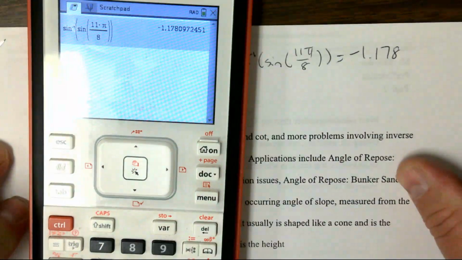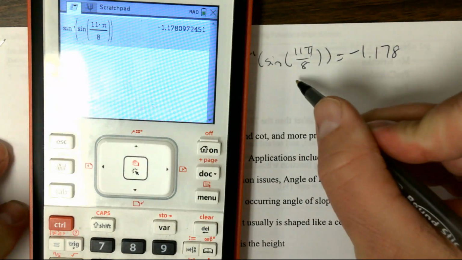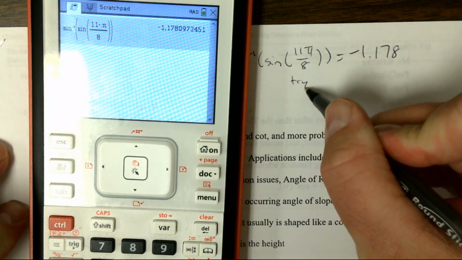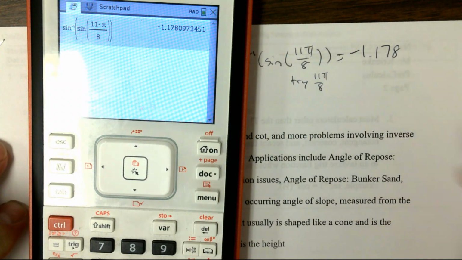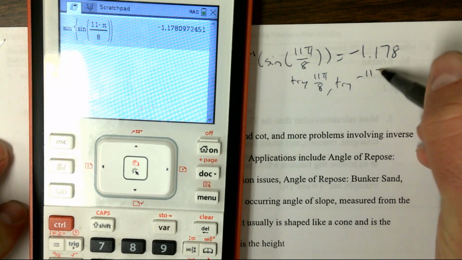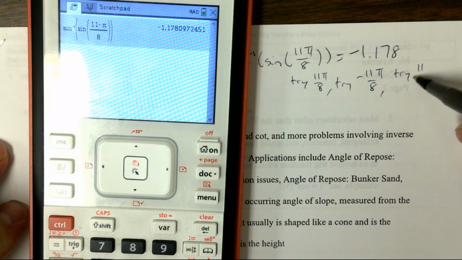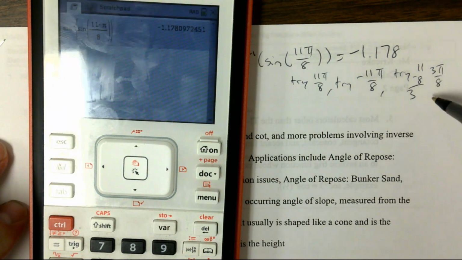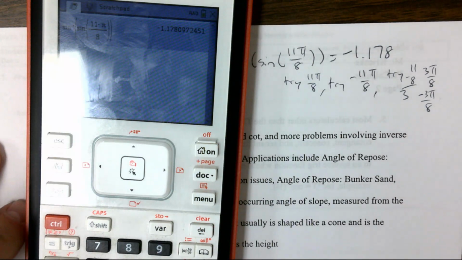Now, what I mentioned was, your first step, try 11 pi over 8, but that was not going to work for sure. Also, you might want to try negative 11 pi over 8, and also try 11 minus 8, which is 3, so 3 pi over 8, and negative 3 pi over 8. So those should be all your different combinations.